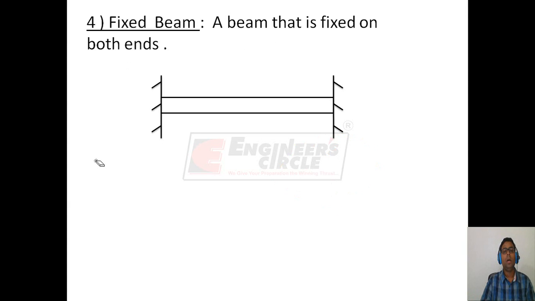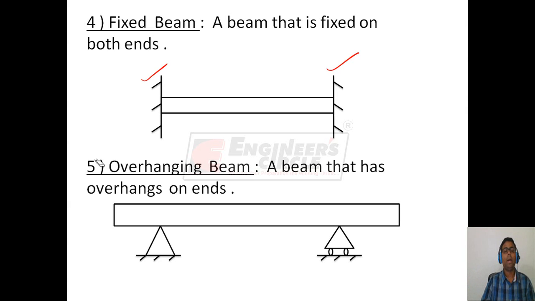A fixed beam is a beam that is fixed on both ends. So this beam is fixed on both the ends. Overhanging beam, a beam that has overhangs on ends. So this beam has these overhangs on either side. So it is an overhanging beam.